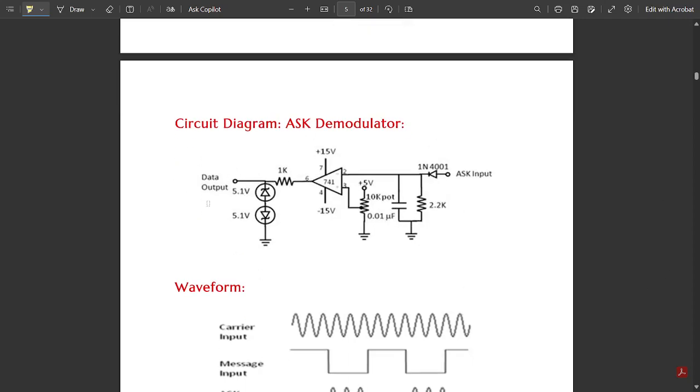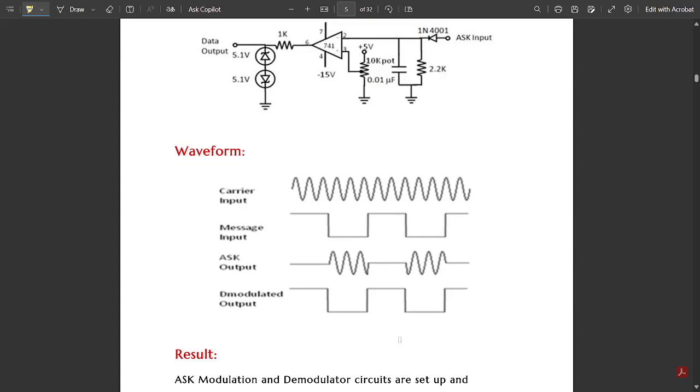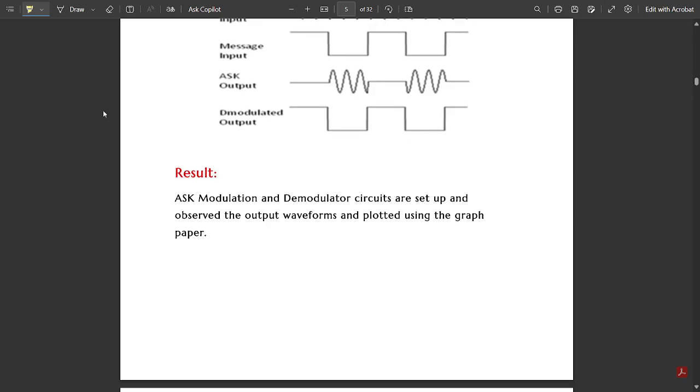Okay, the ASK output is given to this circuit, and the demodulated output you can see here. This is the same as the message. So this is the result. Whatever results we have obtained from the waveforms we have observed in the CRO, and also the changes in the waveforms, all these things you should be mentioning in the result part.